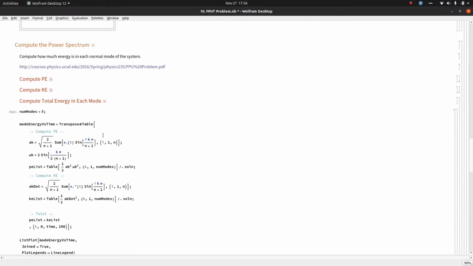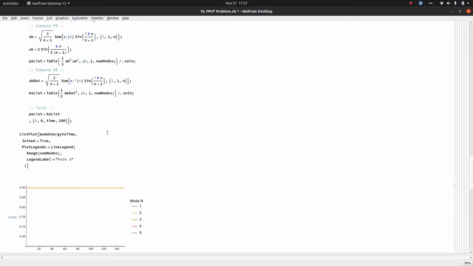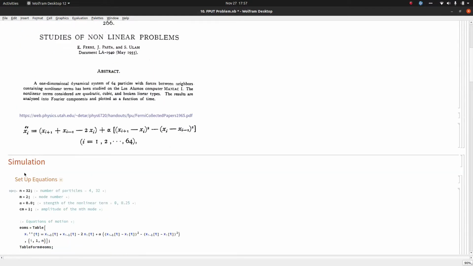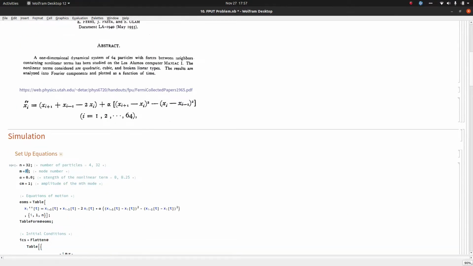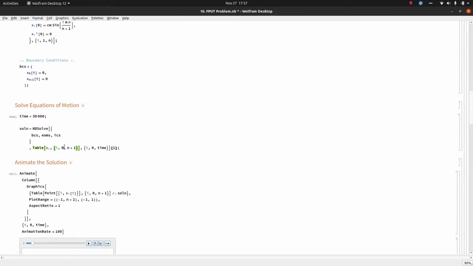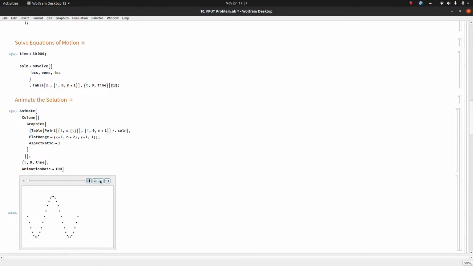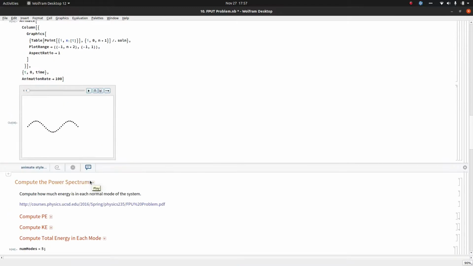If I compute the power spectrum for this, since we just computed it in the second mode, we should again have all of the energy being in that second mode, which we do. We'll do it one more time, just for completeness' sake. We'll put our system in the third mode, solve the differential equation, animate the solution, slow it down because it's way too fast, and you can see we're in the third mode of oscillation.